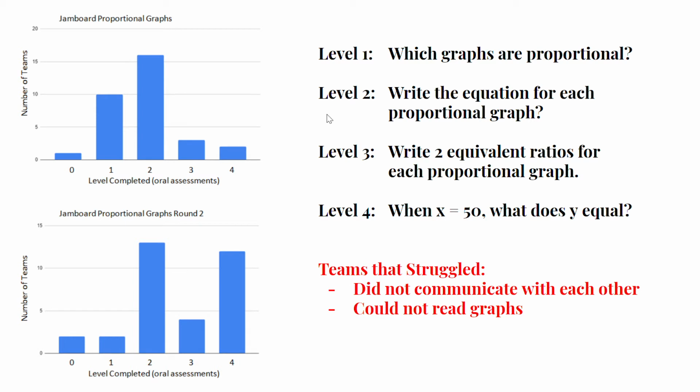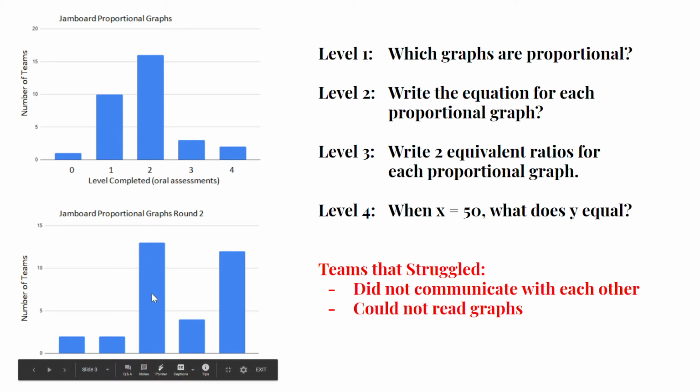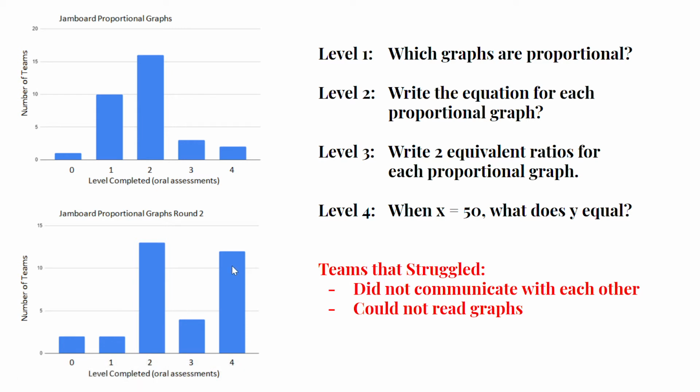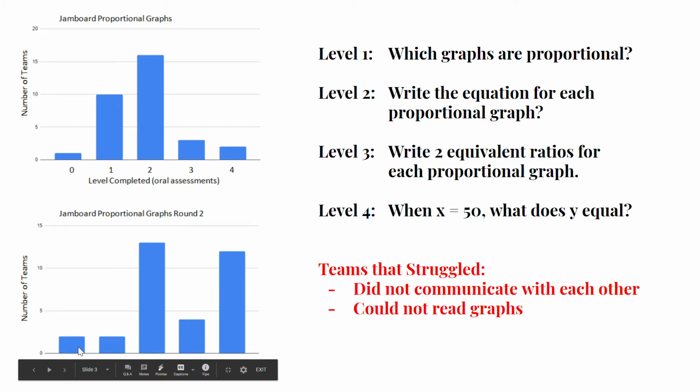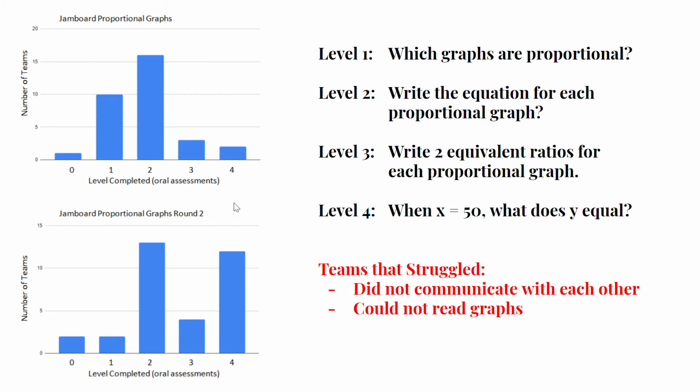We had 2 weeks that we worked on the Jamboards because the first week I was not pleased. And you can see that this is the first week's data, where many teams completed only level 1 or level 2 orally. But last week, we did a lot better. Many teams completed level 2 all the way to level 4 orally. So this shows a dramatic improvement. But we might also notice that the amount of teams that scored 0 increased compared to 2 weeks ago. And there's a reason for that. And we'll take a look at why teams struggled.